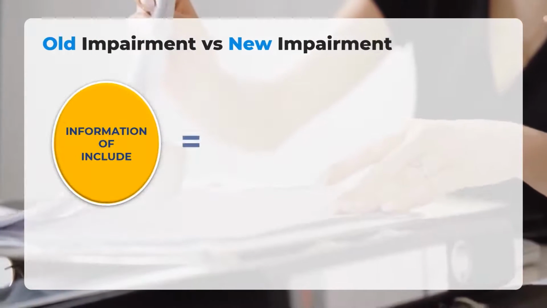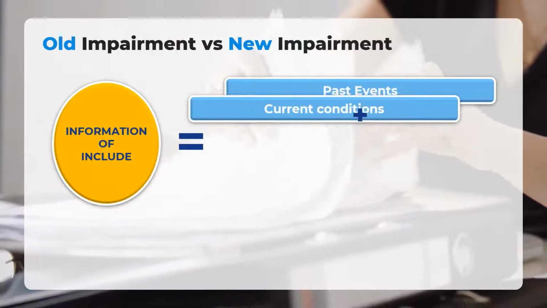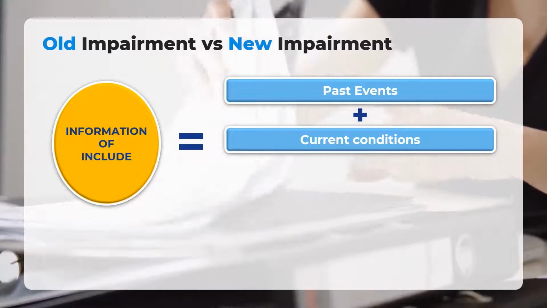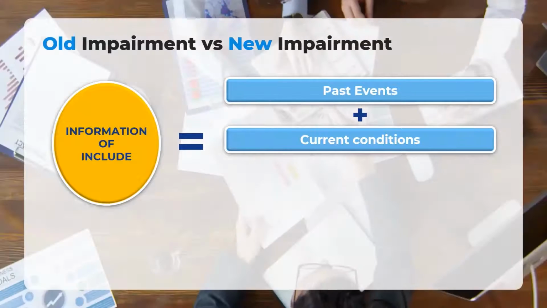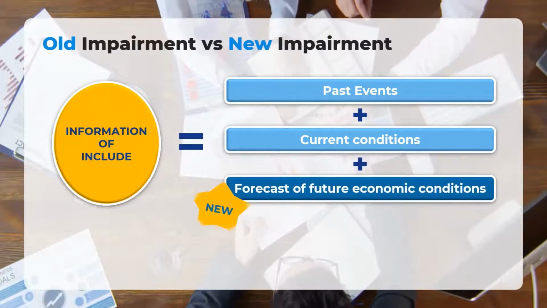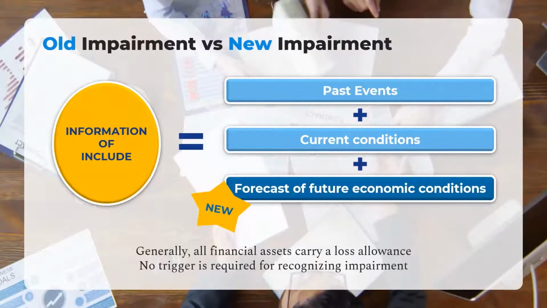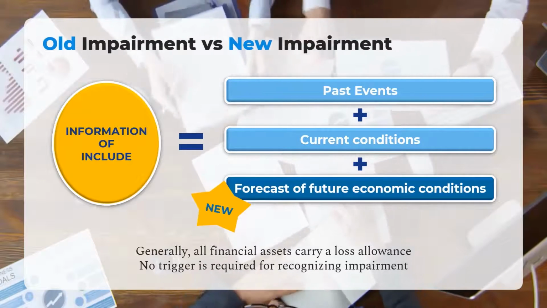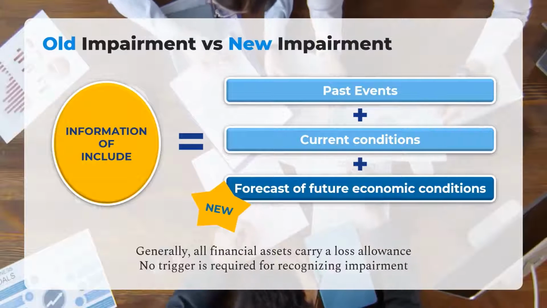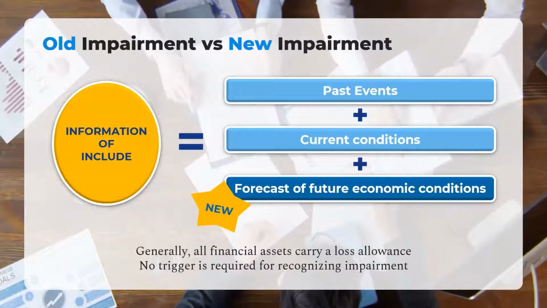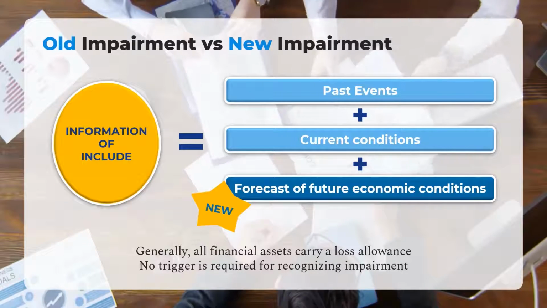So what is the difference between the old one, incurred loss approach, versus the new one, expected credit loss approach? In the incurred loss approach, the information used is only from past events and current conditions. But in the expected credit loss approach, they added a new component, which is called forecast of future economic conditions. So they also consider this factor for impairment. Generally, all financial assets carry a loss allowance, and no trigger is required for recognizing the impairment.